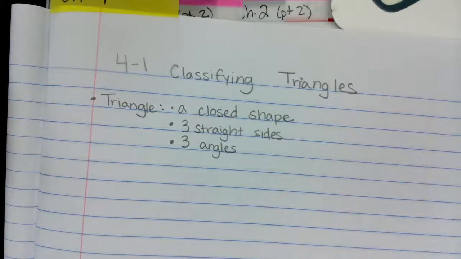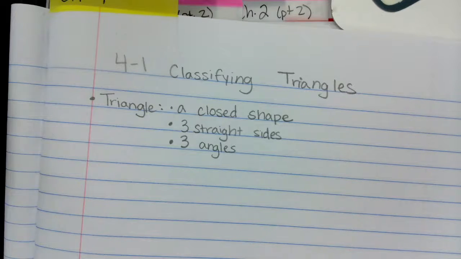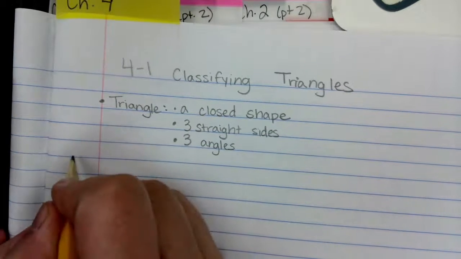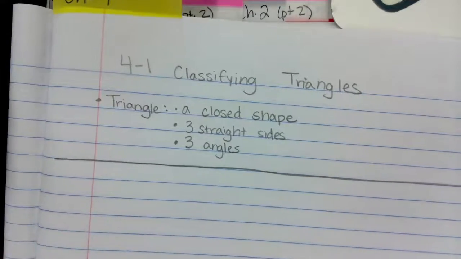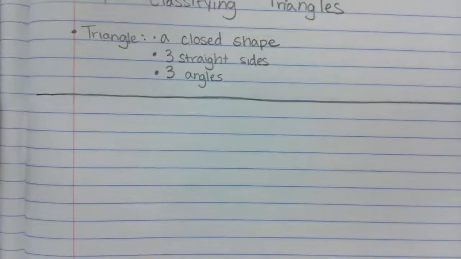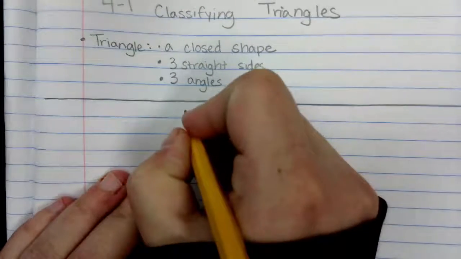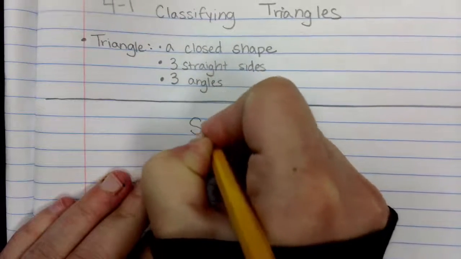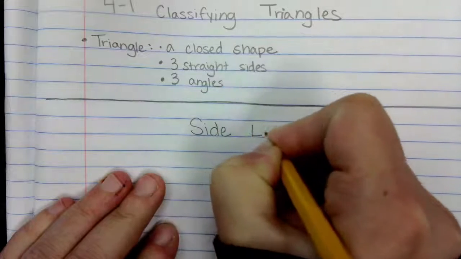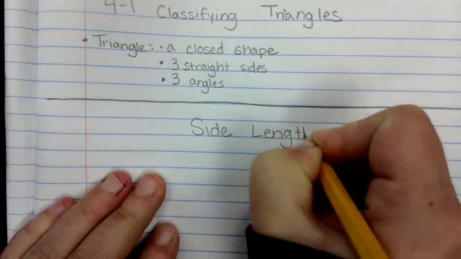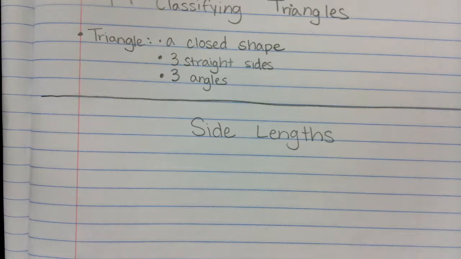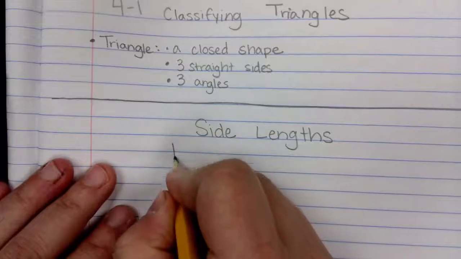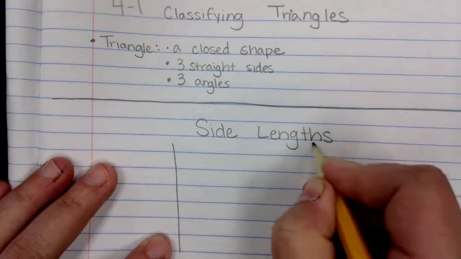Alright, so we're going to classify triangles in 2 ways. Our first way that we are going to classify triangles is by their side lengths. And there are 3 ways we can classify triangles by the side lengths. So I'm going to do 3 little columns here, because we're going to do 3 options.